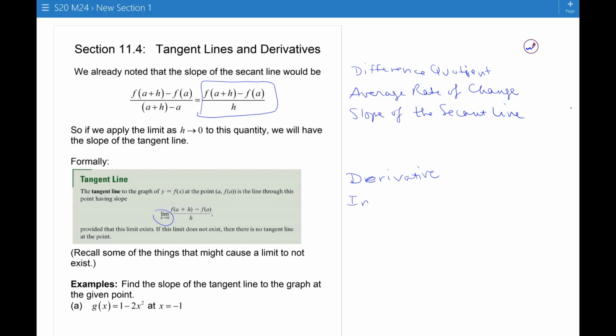Then we're going to have the instantaneous rate of change and the slope of the tangent line. So it's a key to doing well in calculus to realize these quantities all are the same. If the derivative is 6, the instantaneous rate of change is 6, the slope of the tangent line is 6. But in different contexts, that 6 will have very different meanings.